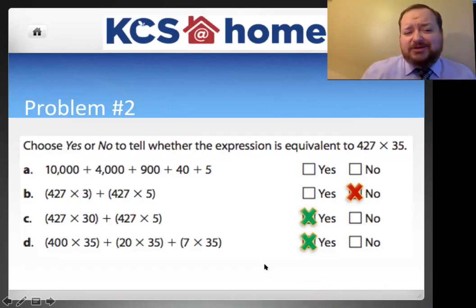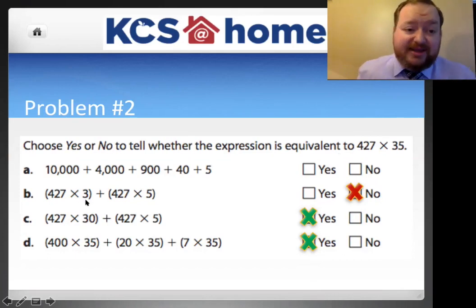Can you tell me why, by just looking back at letter B, it's a no? They kind of put B and C together. If you compare B and C, we know C was yes, but B is no. The only thing I see different is right here. They multiplied 427 times 3 and not by 30. When we go back to our problem, 427 times 35, they multiply by the digit 3, but really they should be multiplying by 30 because the 3 is in the tens place. So letter B is a no.